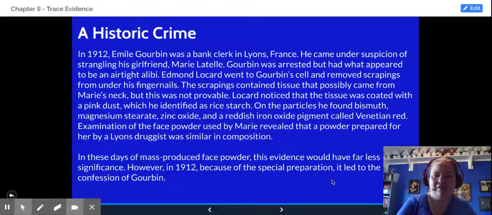They examined the face powder used by the girlfriend, and that powder was prepared for her by a Lyon druggist. It had a similar composition, so they were able to connect him to the murder. However, nowadays, since face powder is mass-produced, it probably wouldn't work as well. But because this was a specially prepared powder, it led to him confessing. So that's how it can be used.